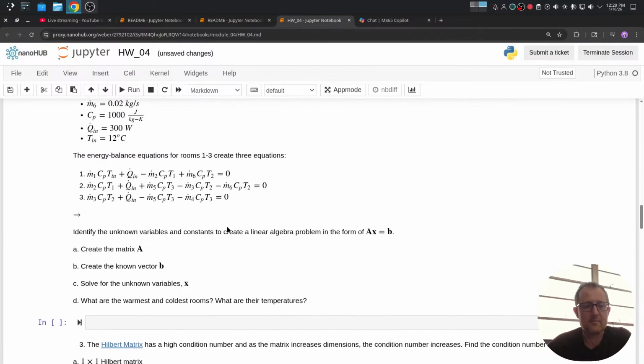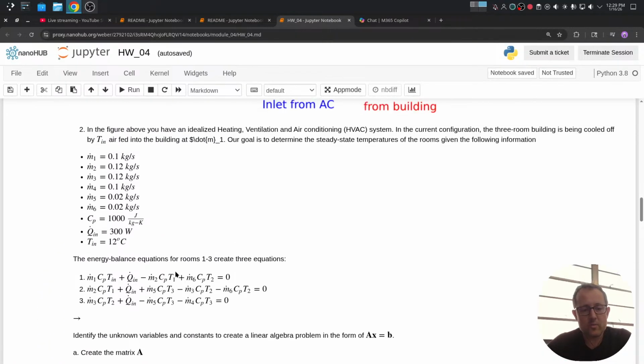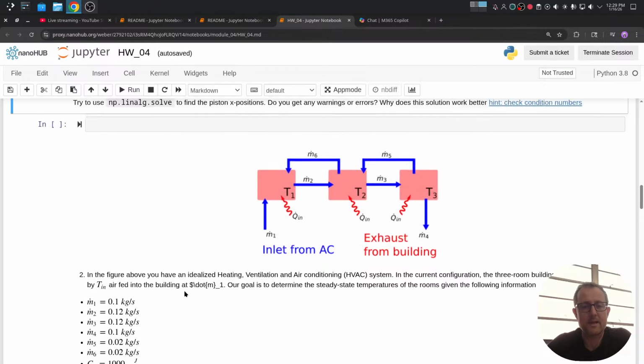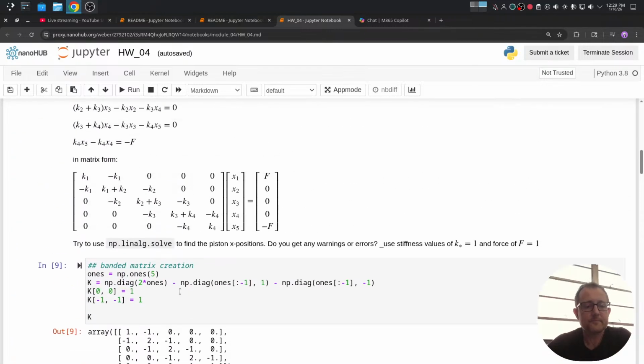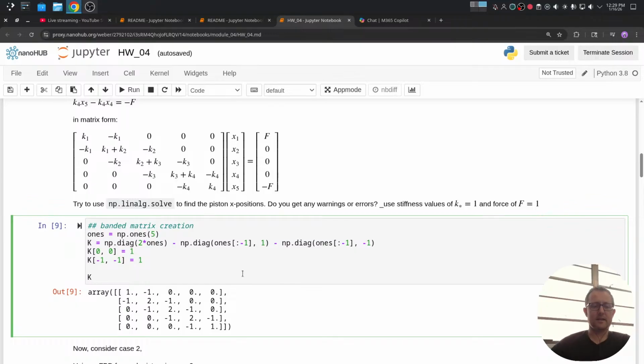The other example, the energy balance, has no real banded matrix operation. That one, we just have to put things down and go for it. We just have to type out the matrix ourselves. But I wanted to show this as a way.